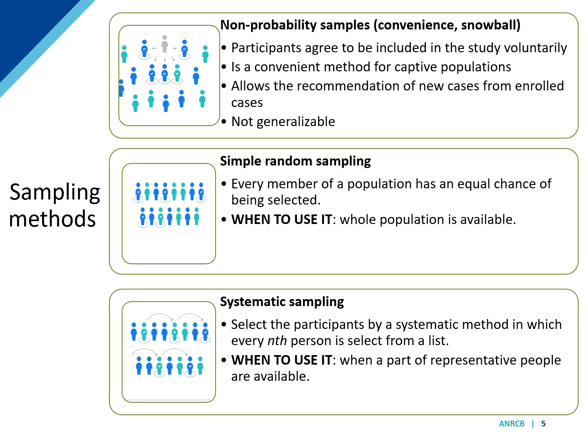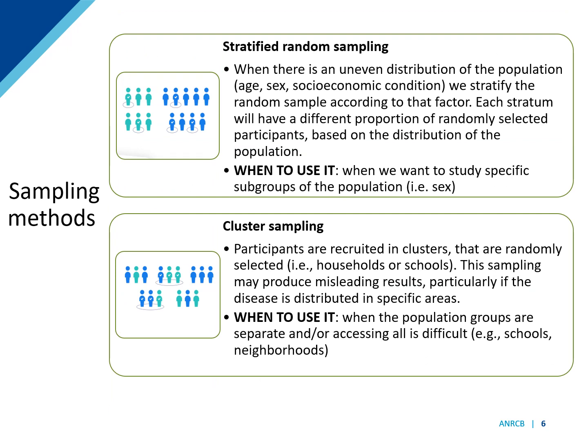In simple random sampling, every member of a population has an equal chance of being selected. But this is better to use when your whole population is available. In systematic sampling, you have a list of everyone in the population, and you select the participants by a systematic method in which every nth or kth person, some number person is selected from the list. And you choose the first person through a random process. You can use this when part of a representative people are available.